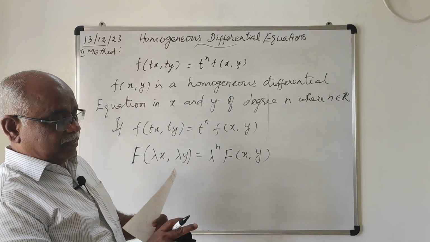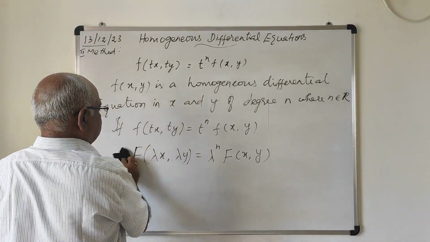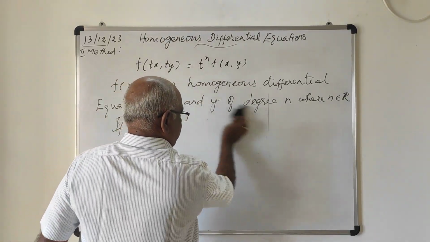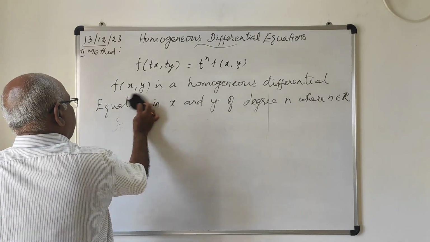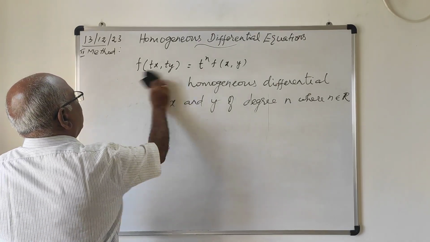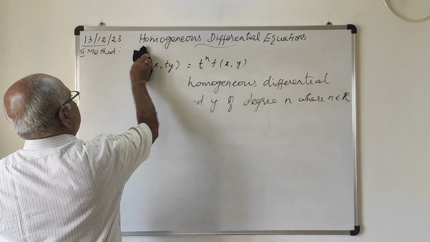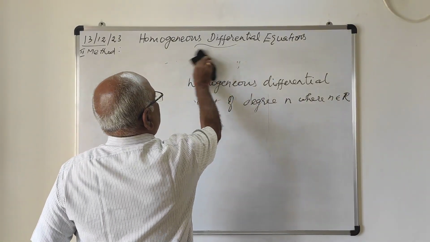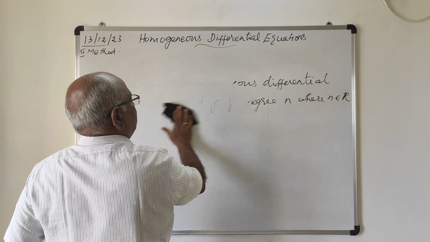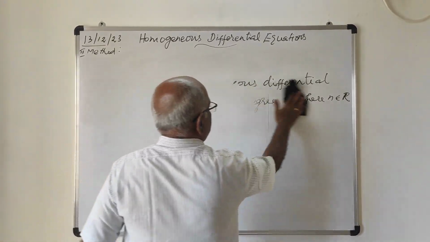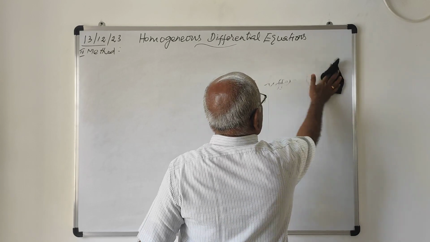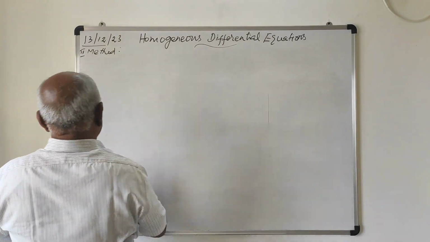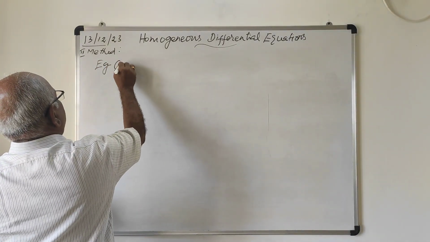Now I am going to give some examples of homogeneous differential equations. I already told you the degree of the variables x and y should be the same. Then we say that the equation is homogeneous. An example of a homogeneous differential equation is example 1.